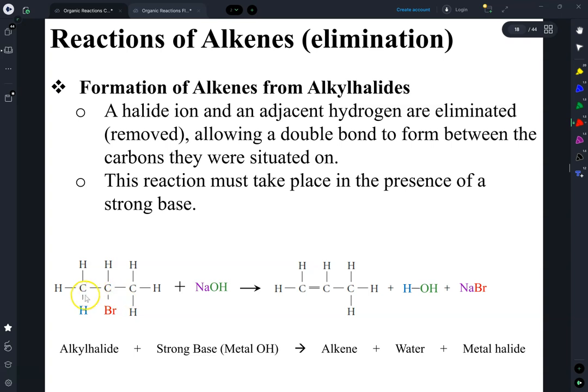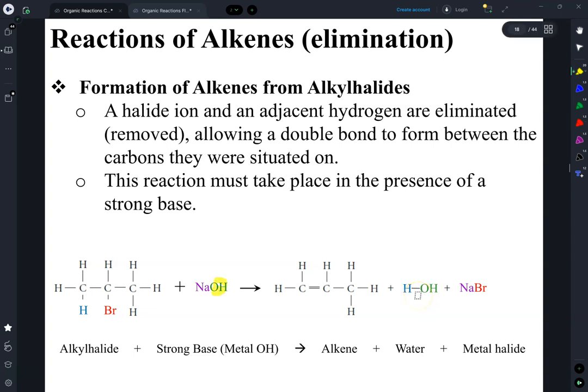Looking at the reactants, we see it's all single bonds. But on the product side, we've got a double bond having formed. And that is one of the signs of an elimination reaction. For this to occur, a strong base is used. Typically, it's going to be sodium hydroxide. And as you're aware by now, anytime I see a hydrogen and a hydroxide, I automatically think of water.